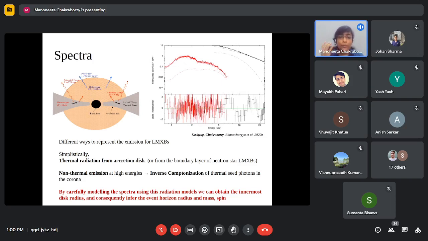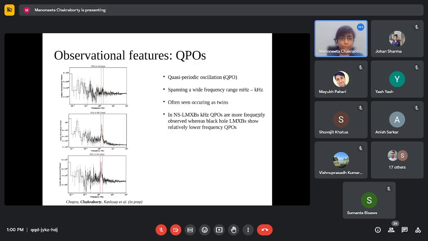So one way to observe these objects is by studying the spectra of these sources, and thereby our own AstroSat telescope, which I will mention a little bit later as well, has been very instrumental. And this one of these spectra was taken using AstroSat only.